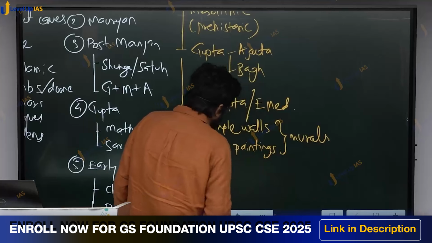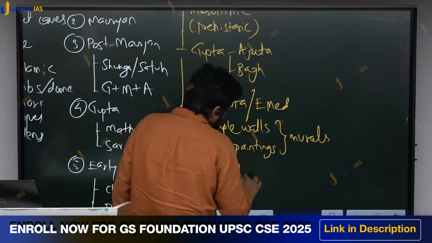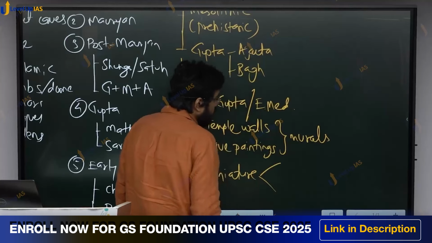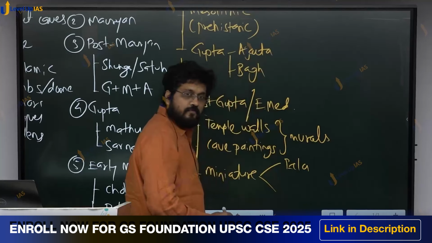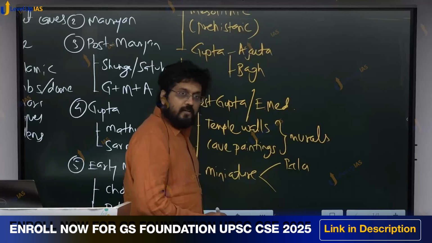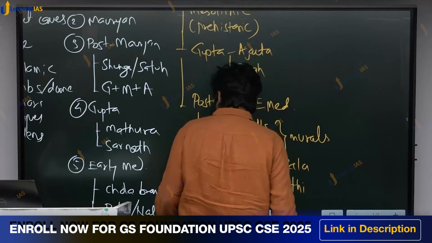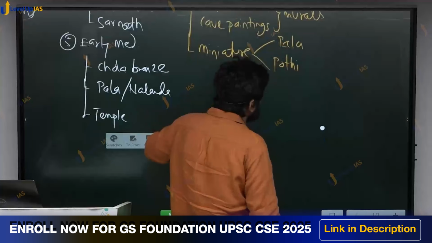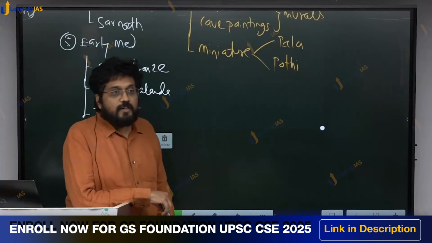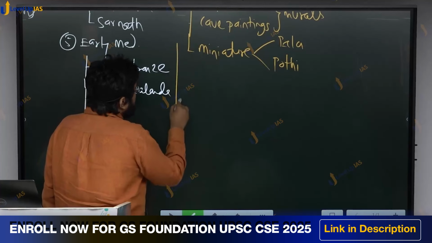So both of them are murals only. But we also see the beginning of miniature painting. And वो कौन से हैं? One is Pala. I hope you know this. And other is Pothi painting in Gujarat. Pala is Buddhist painting and Pothi is Jain painting. Then you go to next era.